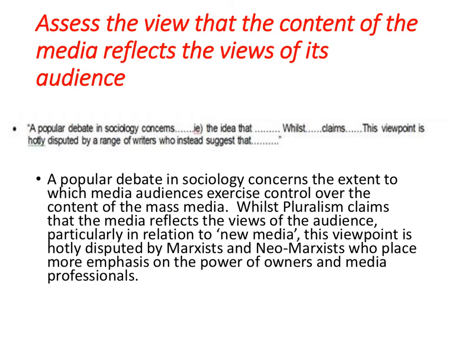And here's a similar type of essay question, but this time the emphasis is on the media reflecting the views of its audience, and you can see that once again I've just used this particular essay writing framework for introductions in order to very quickly construct an effective introduction to this particular question.